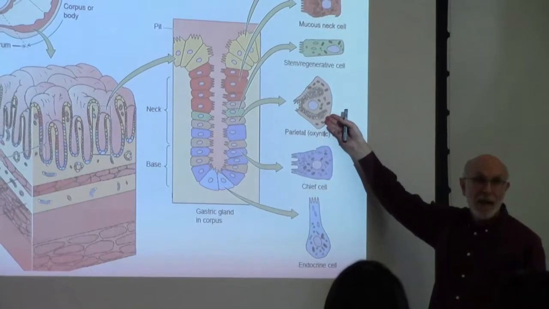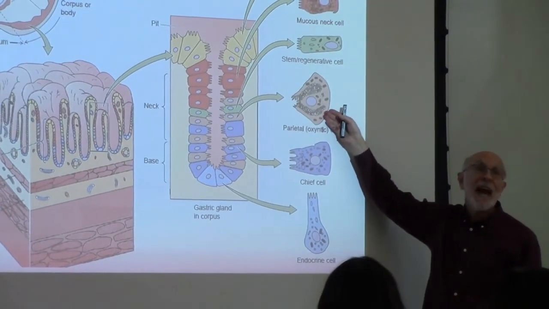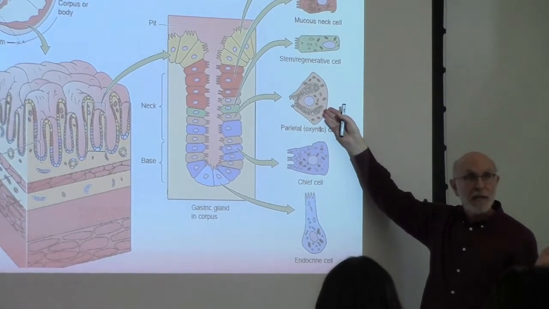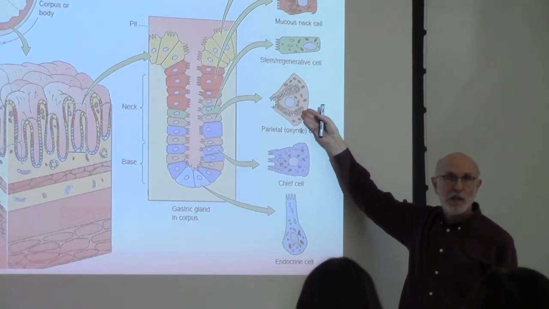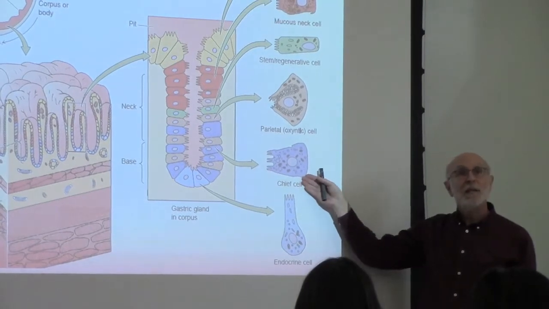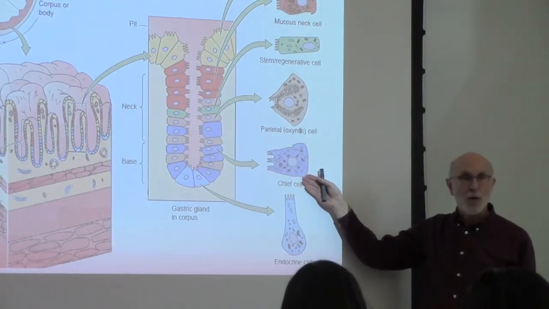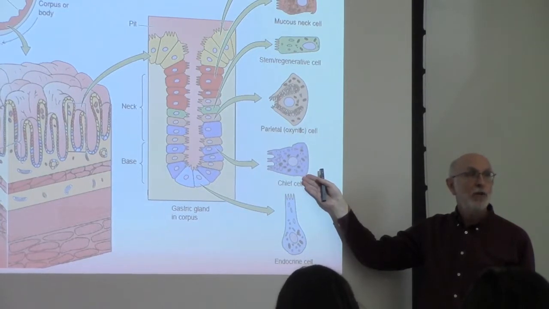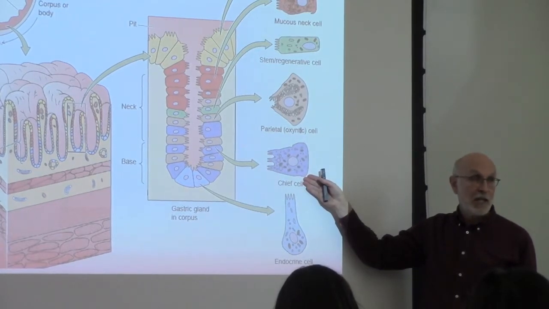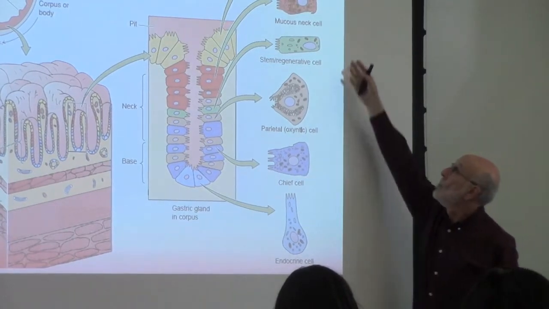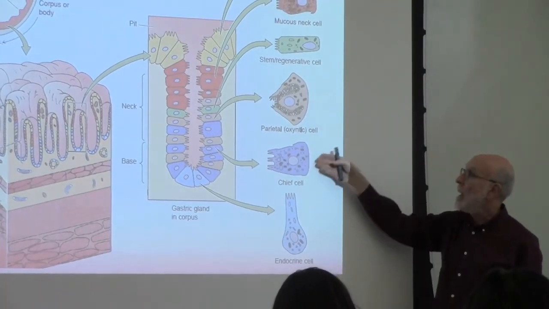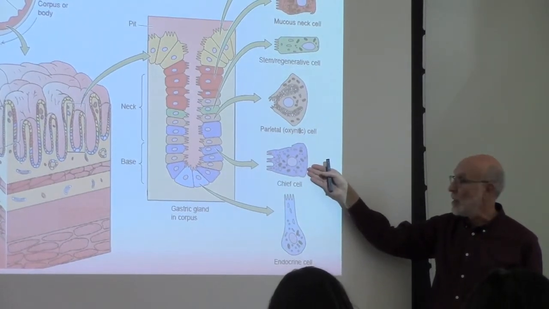The parietal cells are the cells that secrete the acid. So these are the cells specialized for acid secretion, and we will get to the molecular mechanisms of acid secretion in a few minutes. Chief cells are the cells that secrete pepsinogen, the precursor to pepsin, which is the enzyme that the stomach uses to start to digest protein. So mucous cells secrete mucus, parietal cells secrete acid, and chief cells secrete pepsinogen.